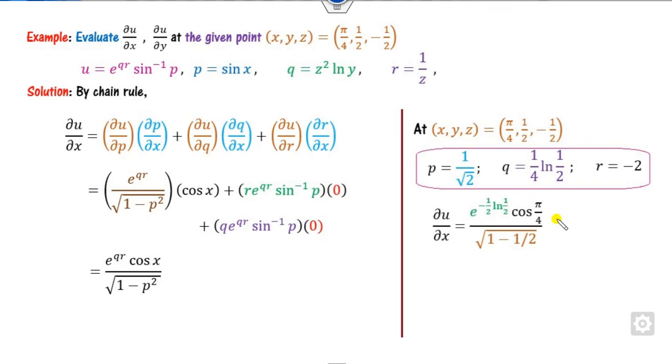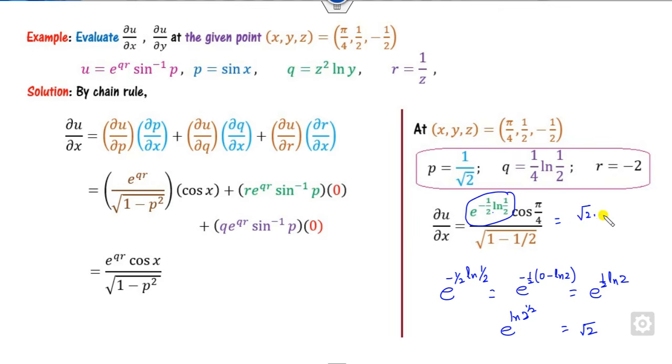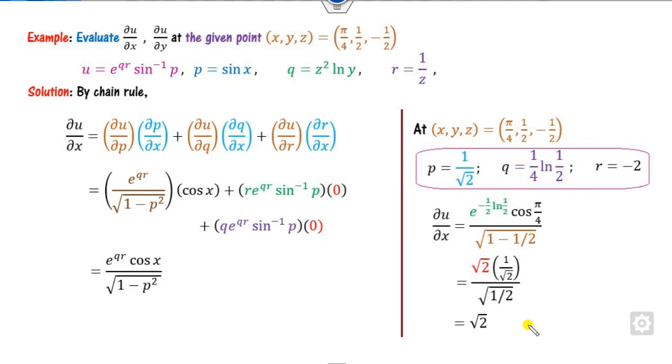What is cos pi by 4? What is e to the power minus of this? So I can write this value as log 10 minus ln 2. So minus minus plus half ln 2. This is nothing but ln 2 raised to power half. So this value is nothing but root of 2. Cos pi by 4 is again 1 by root 2. This is again 1 by root 2, so it will be cancelled out. Root 2 is the right answer.